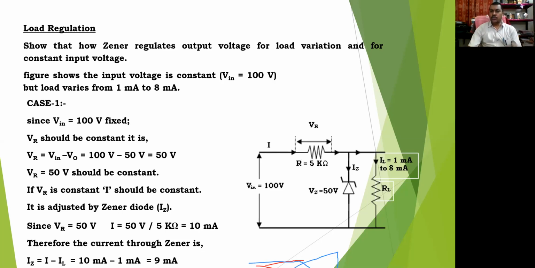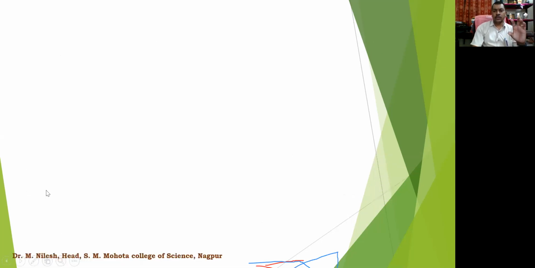Now how is this IL going to change? This IL is going to change only when we change the load resistance. As we change the load resistance, only then the current is going to change, as I showed you. So now we are assuming that the load current is 1 milliampere, which implies that 9 milliampere current should flow through the Zener diode, and only 1 milliampere should flow through the load, so that the output voltage will remain constant, right? So this was the first case.